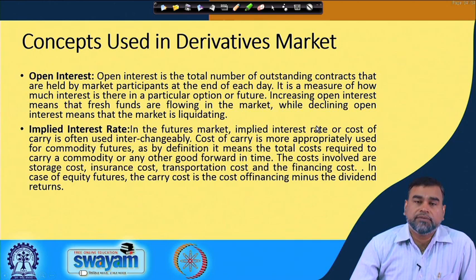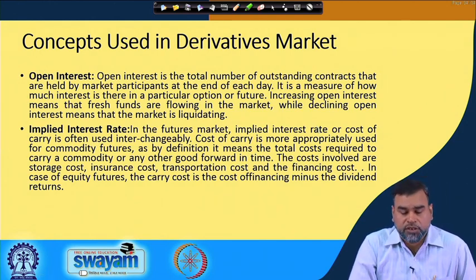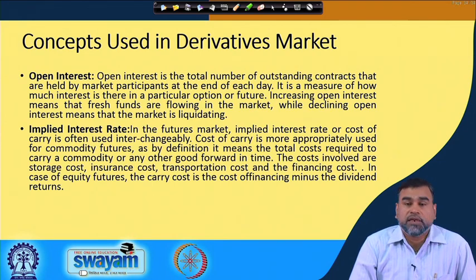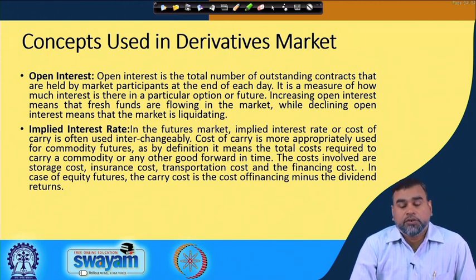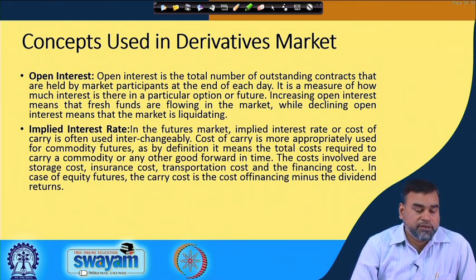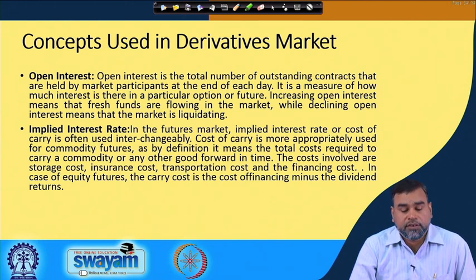There are certain concepts we always use in the derivatives market, or when we deal with derivatives. These are quite important from the derivatives market point of view. One is open interest. What do we mean by open interest? Open interest is the total number of outstanding contracts that are held by the market participants at the end of each day.